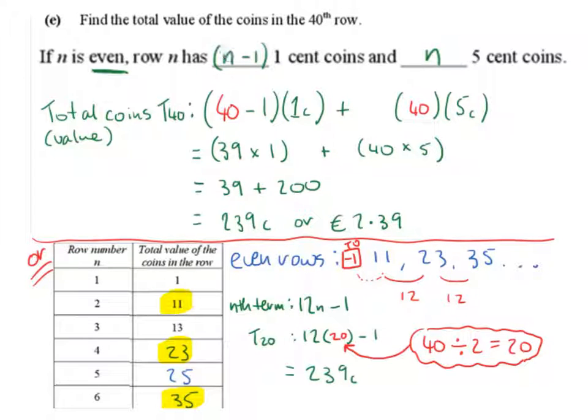So we swap the n for 40. So 40 minus 1 is 39, and 39 multiplied by 1 cent is 39 cent. And then 40 times 5 cent is 200 cent. And 39 plus 200 is 239 cent, or €2.39.